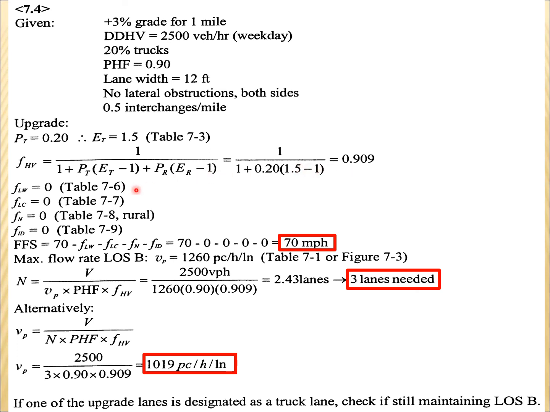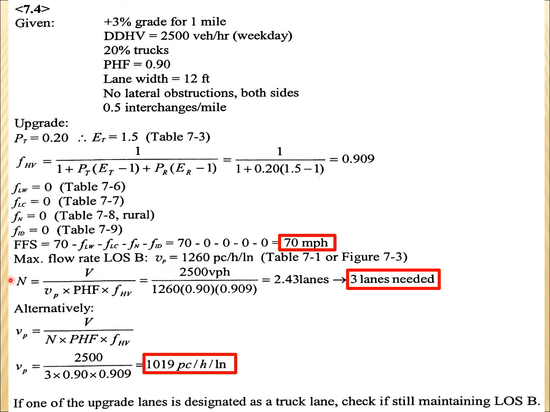Then by consulting table 7-6, 7-7 and 7-8, concerning the rural roads, and table 7-9, we are getting these values equal to 0. So the free flow speed is coming equal to 70 miles per hour. So the maximum flow rate at level of service B is coming equal to 1260 passenger cars per hour per lane by using figure 7-3.